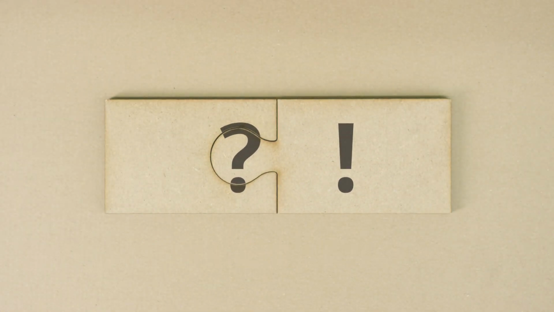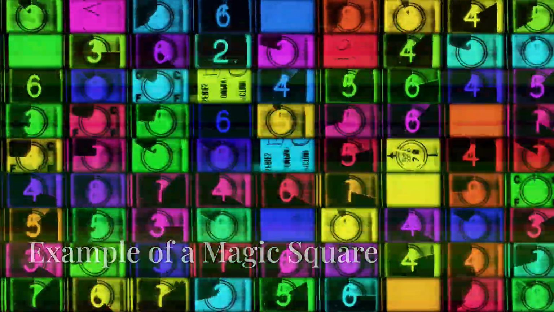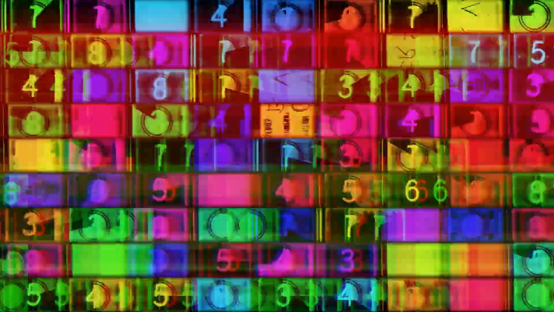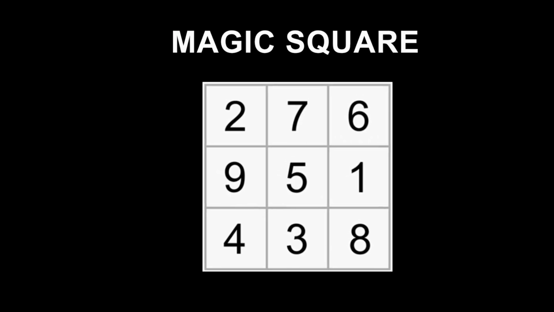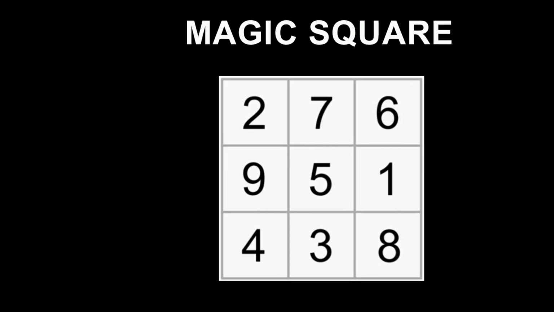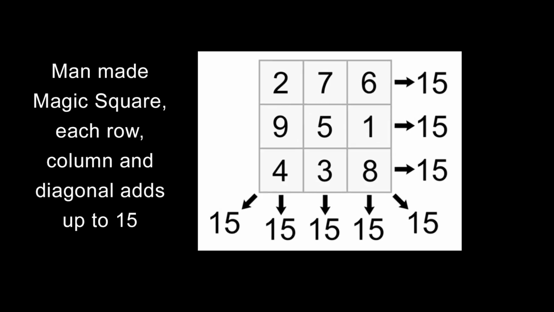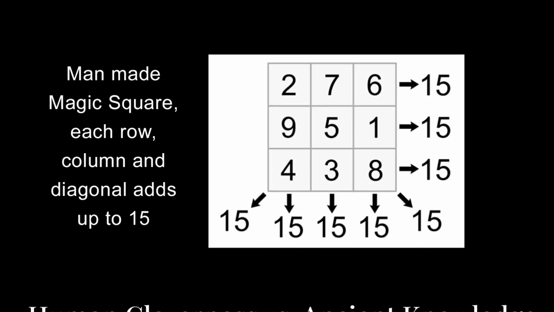Do you know what a magic square is? Here is an example of a man-made magic square. A magic square is a grid of numbers in which each row, each column, and every diagonal all add up to the same sum. In this example, you can see that each row, column, and diagonal all add to 15.